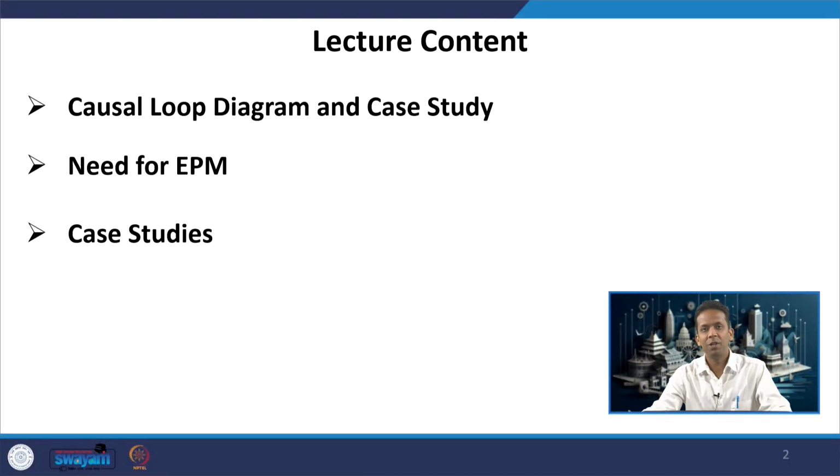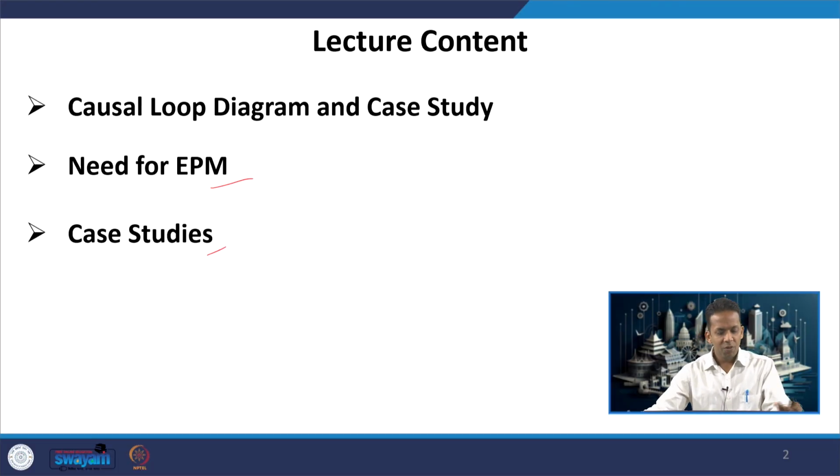Welcome all of you. Continuing with the introduction part of the course Environmental Planning and Management. So, in today's class we will see the concept of causal loop diagram, based on a case study. In this we will see the case study of Yellowstone National Park, where the wolves were introduced and ecological balance was restored. Then the need for environmental planning and management, why it is important to study this course or to know these concepts, along with some case studies.